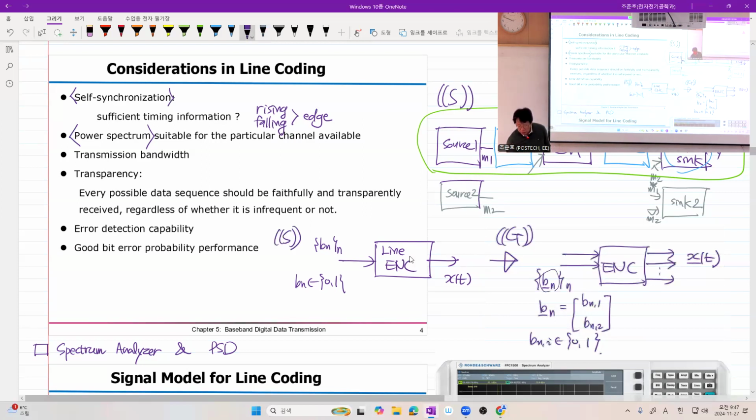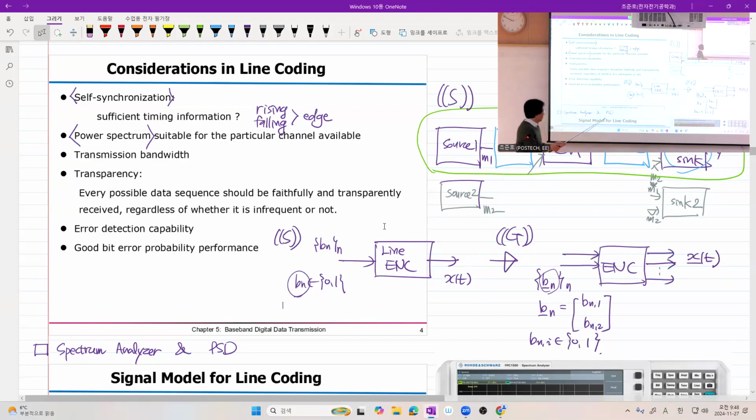For example, this Bn is not restricted to either 0 or 1. It may be 0, 1, 2, 3. It may be 0, 1, 2, 3, 4, 5, 6, 7. In that case, your waveform may differ a lot. Got it? Anyway, line encoder is the simplest conversion rule from a sequence of bits to a continuous time signal.